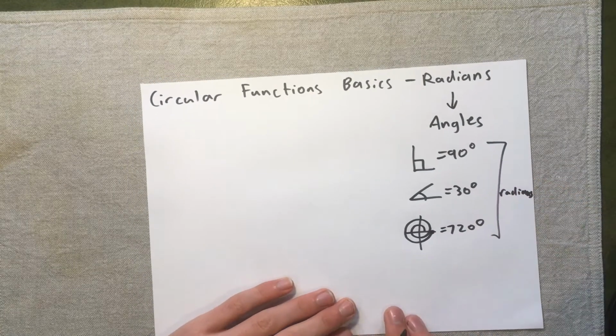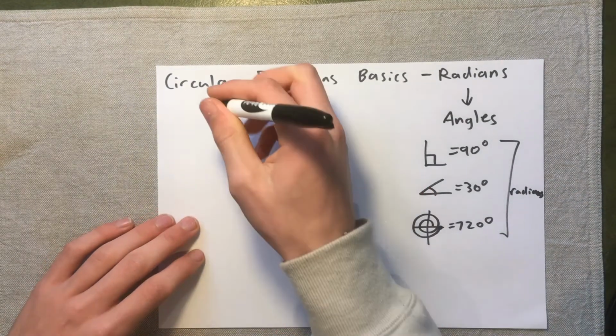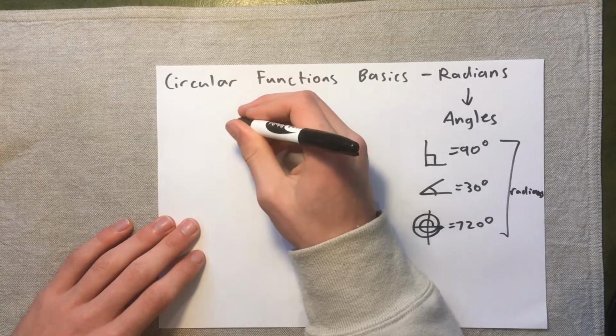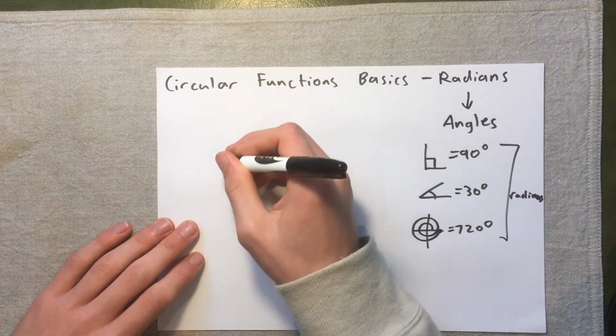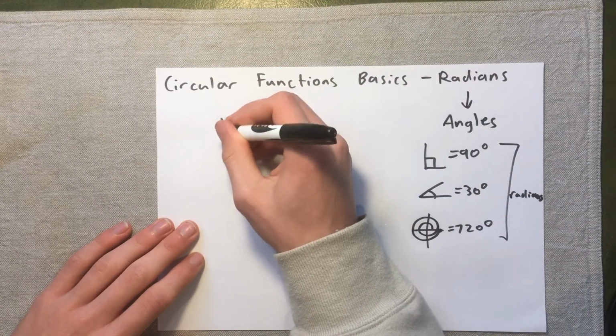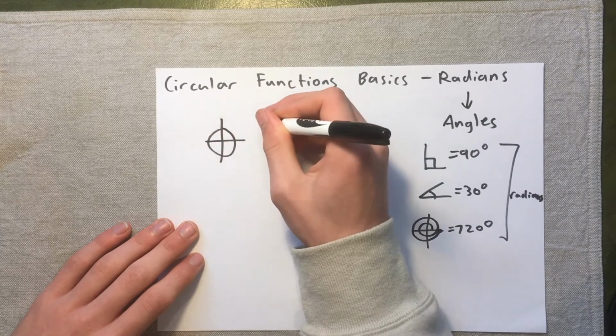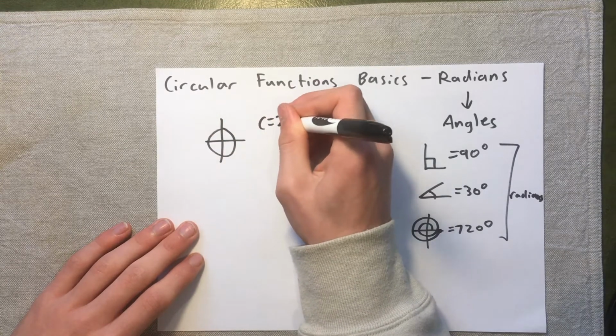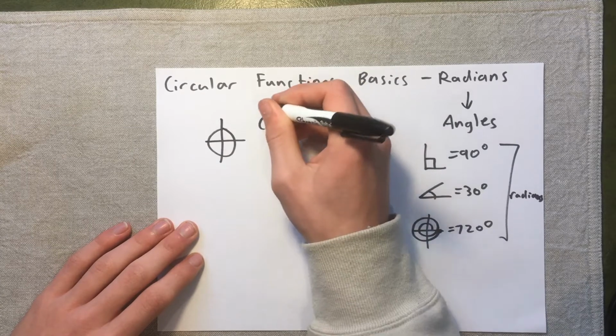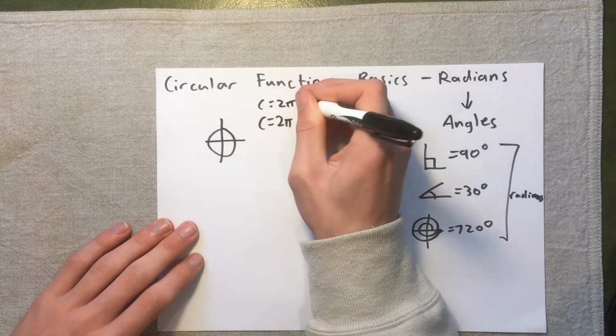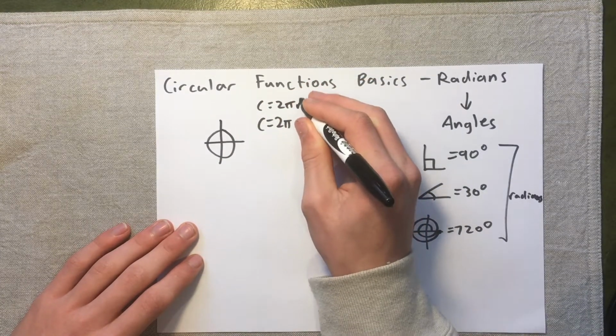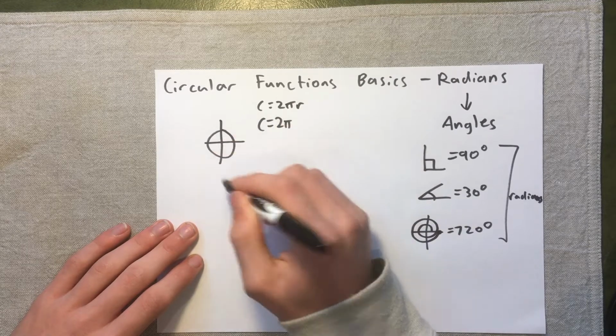Okay, let's get into the bones of it. So, using the unit circle, we can say that the circumference of the unit circle is going to be equal to 2 pi. That is because the radius equals 1, circumference equals 2 pi r. So that r is just going to equal 1, and our circumference is going to equal 2 pi.